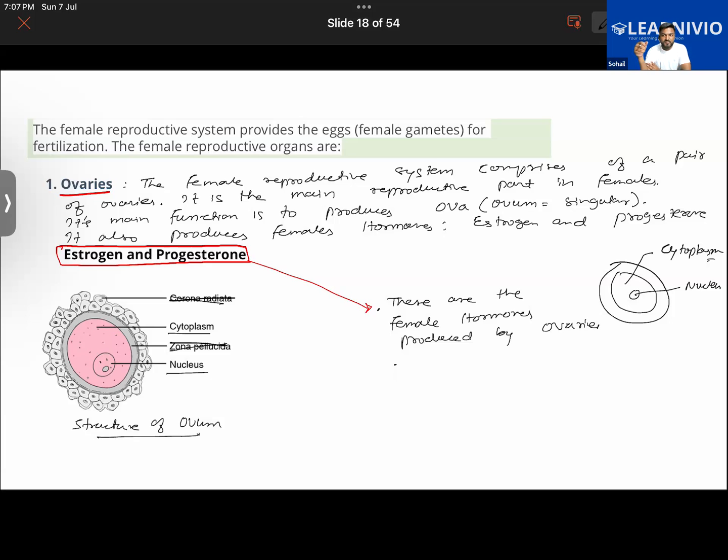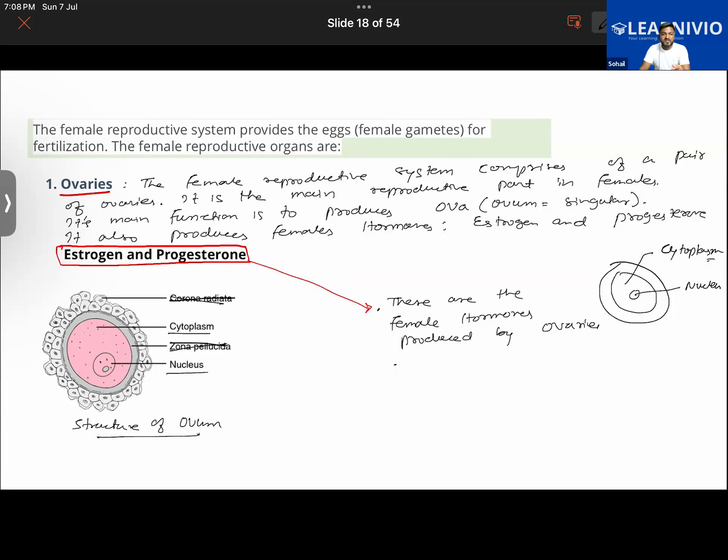See, there are two types of sexual characteristics in any human. Everyone turn your cameras on in the class. The first type of sexual characteristics is the development of the reproductive organs. That is the primary sexual characteristics.